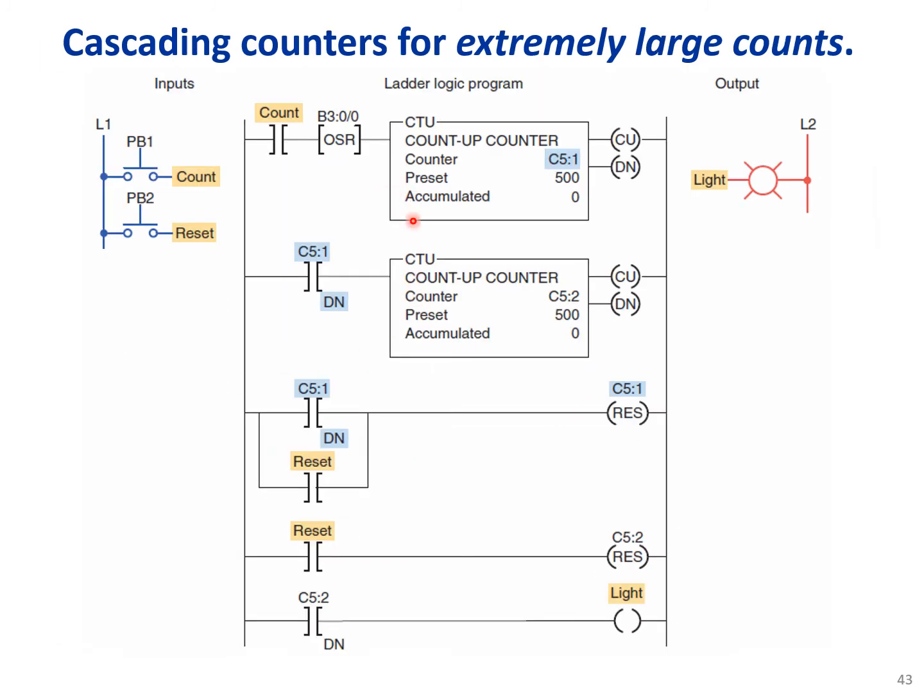Cascading counters for extremely large counts. You could see again we are using two counters, and the same methodology is used here also to go beyond the maximum values. See how we could reset these counters. Very similar to the previous scheme, this one as well.